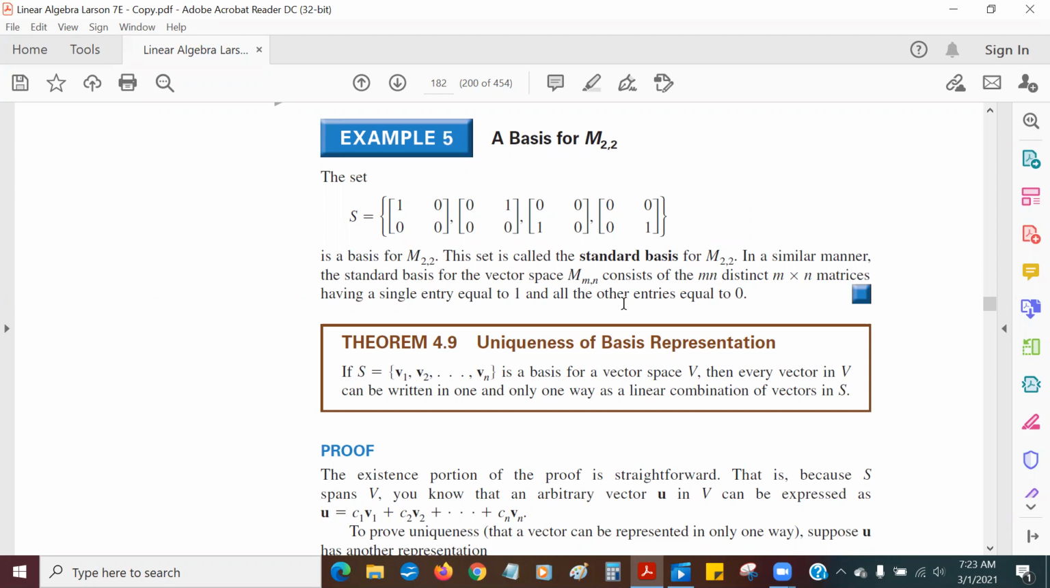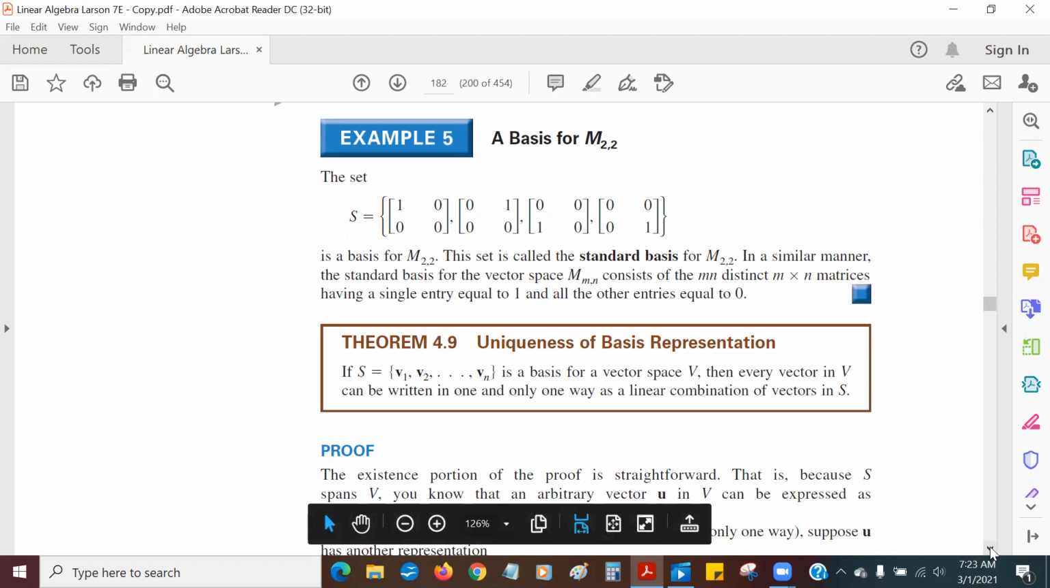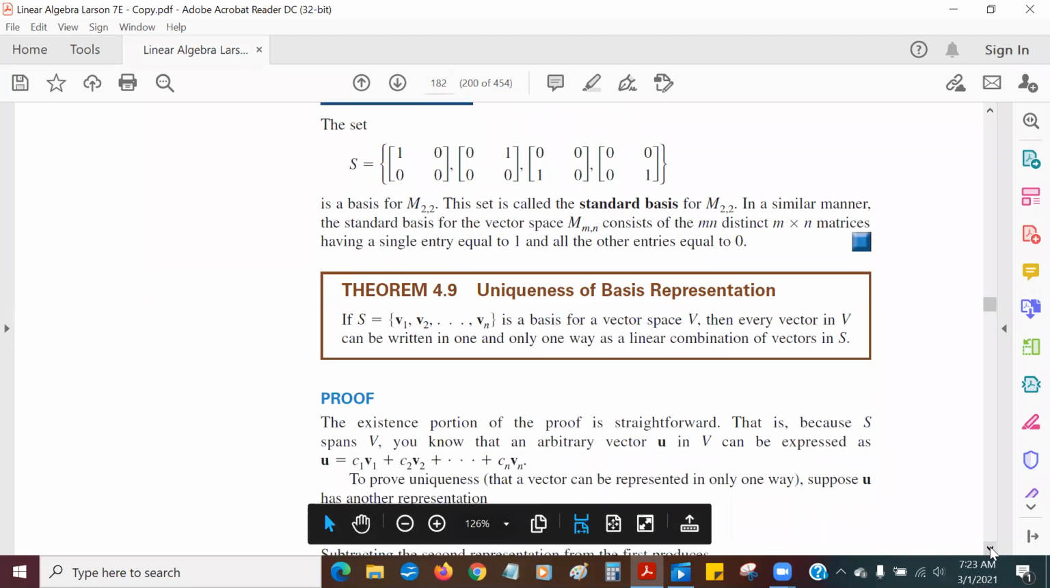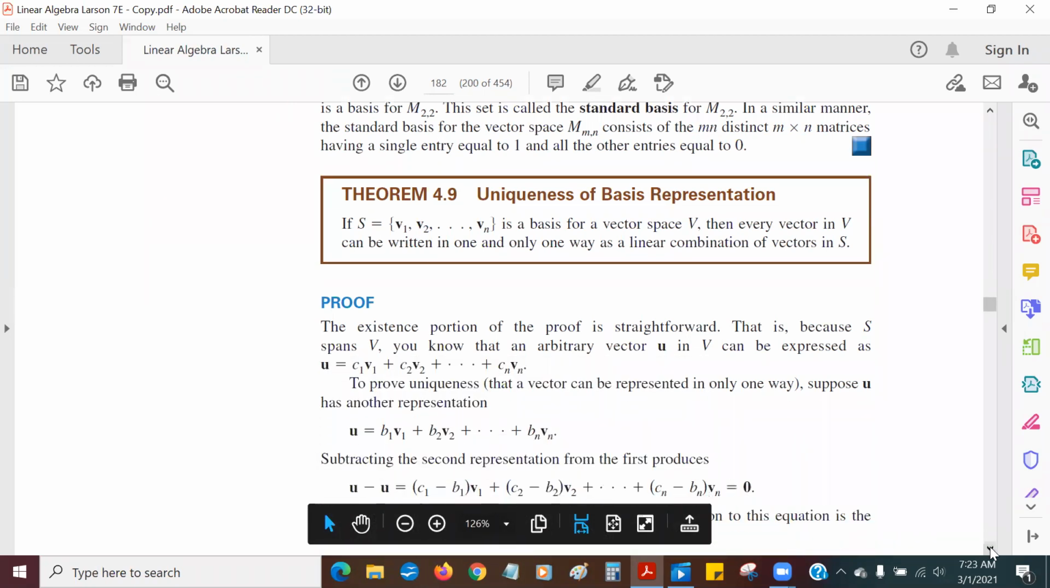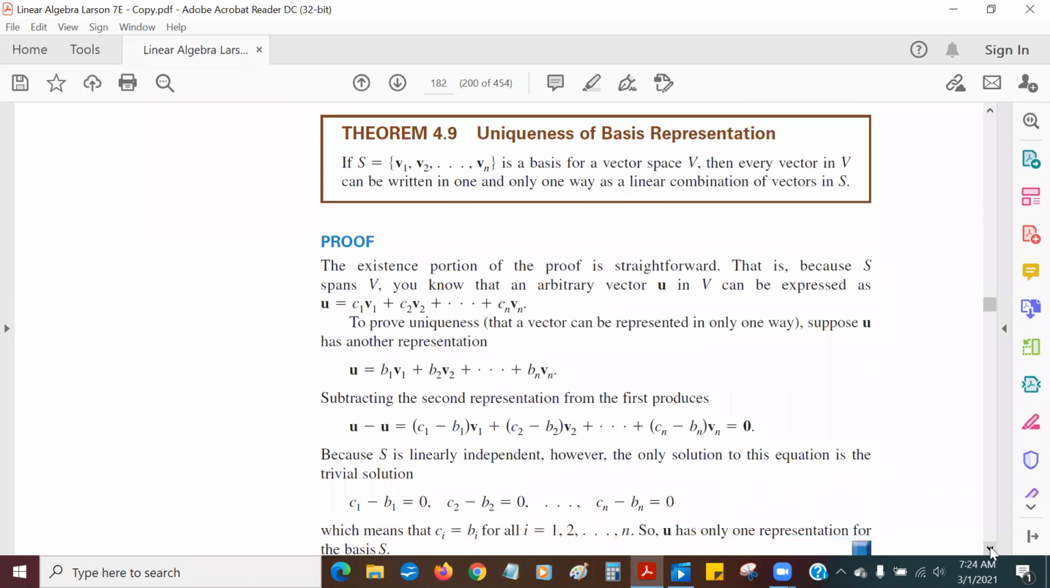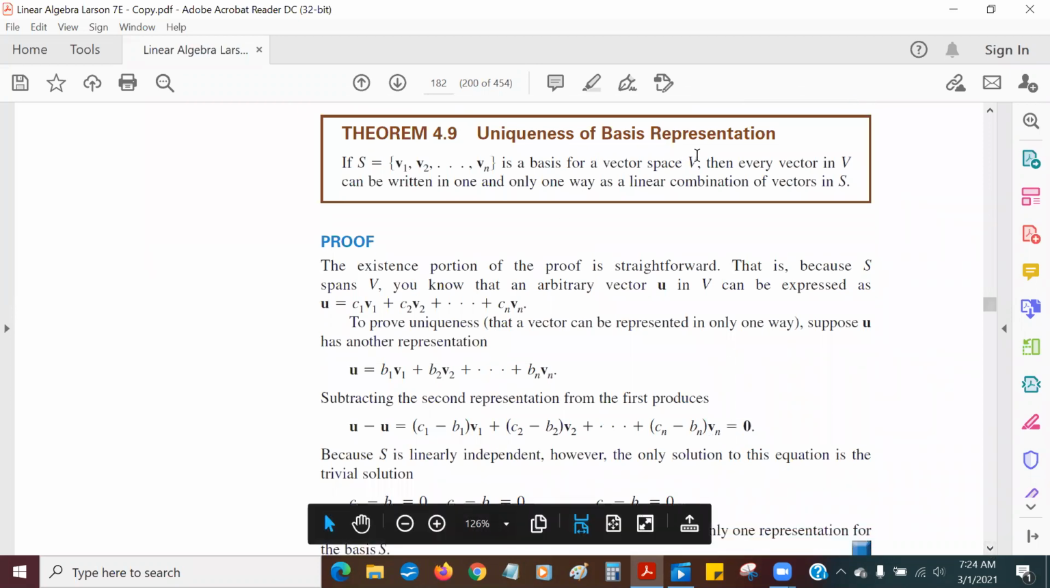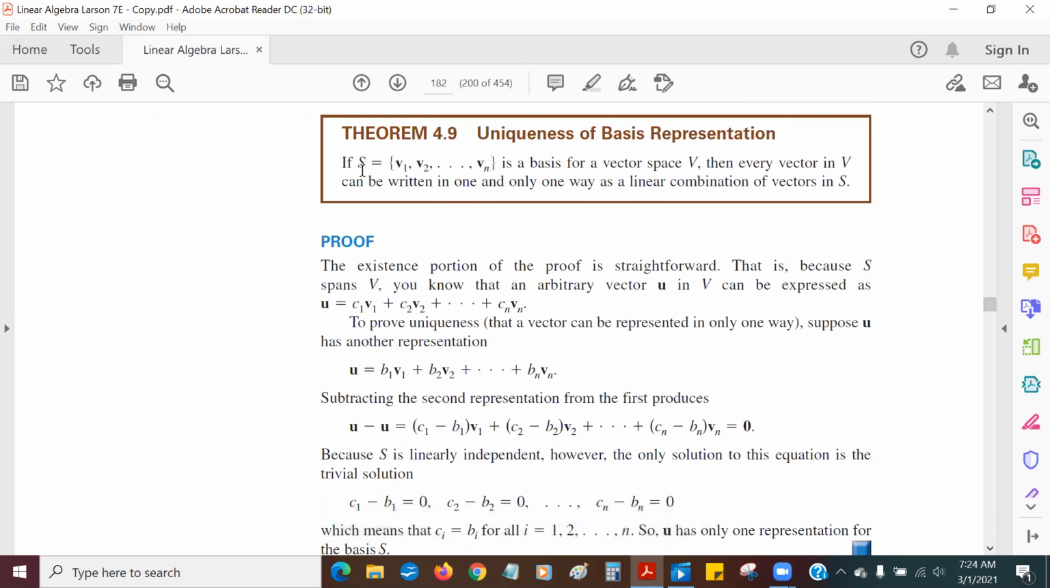Anyways, let's get to a really, really super duper important theorem, and that's Theorem 4.9. First, I want to be very clear what it means and what it doesn't mean. Theorem 4.9 is called uniqueness of basis representation. First, let's read the theorem, then we'll explain.